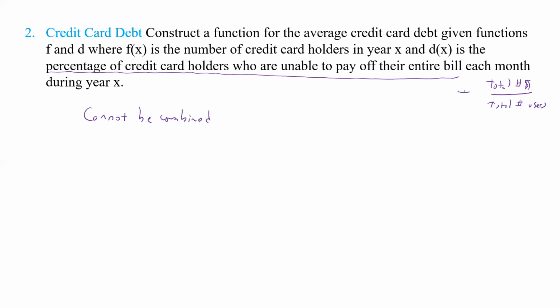Okay, so we were going to do a division here, f divided by g, but we don't have the right thing. We knew what we needed because we were like, oh, the average credit card debt. Okay, so we need the total number of dollars divided by the total number of users or holders. But they gave us a percentage of credit card holders. So we just basically say cannot be combined as given, because it's not going to give us the correct units that we need. Okay. So sometimes they'll work, sometimes they don't. All right, so we'll stop there and I'll come back in a little bit.